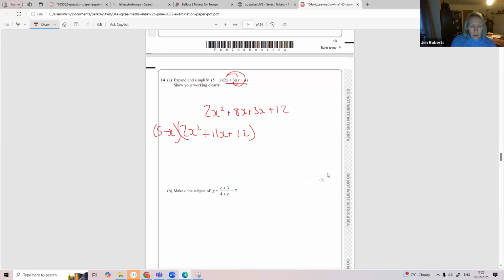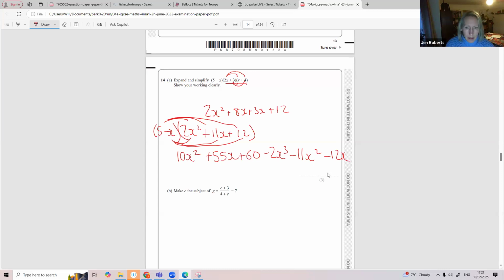I'm going to multiply them all by 5 first. 5 times 2x squared is 10x squared. 5 times 11x is 55x. 5 times 12 is 60. We're going to times everything by negative x. Minus x times 2x squared is negative 2x cubed. Minus x times 11x is negative 11x squared. Minus x times 12 is minus 12x.